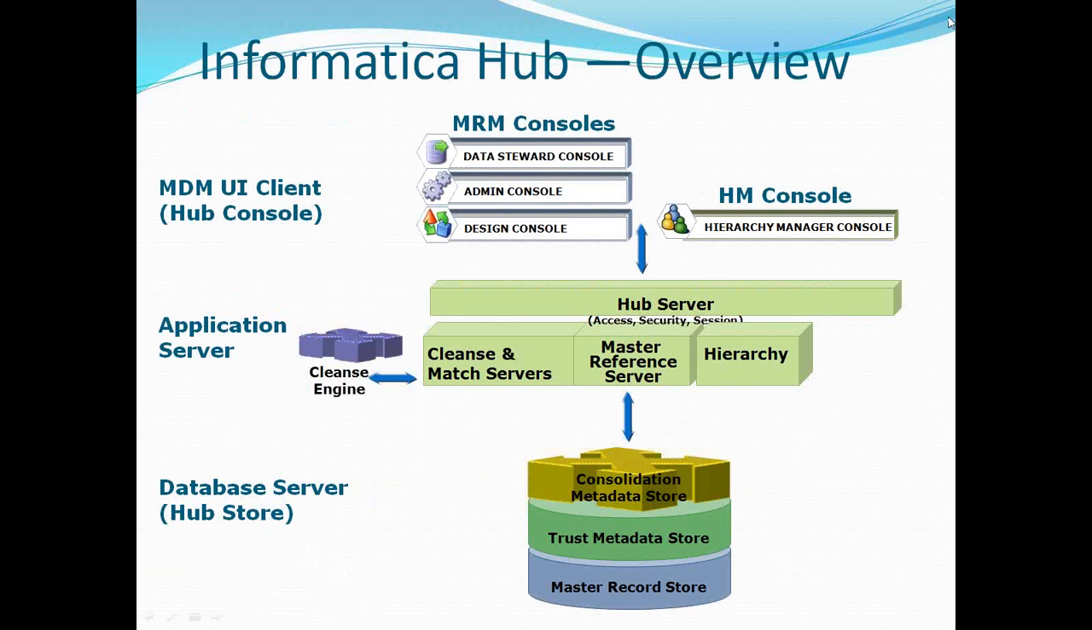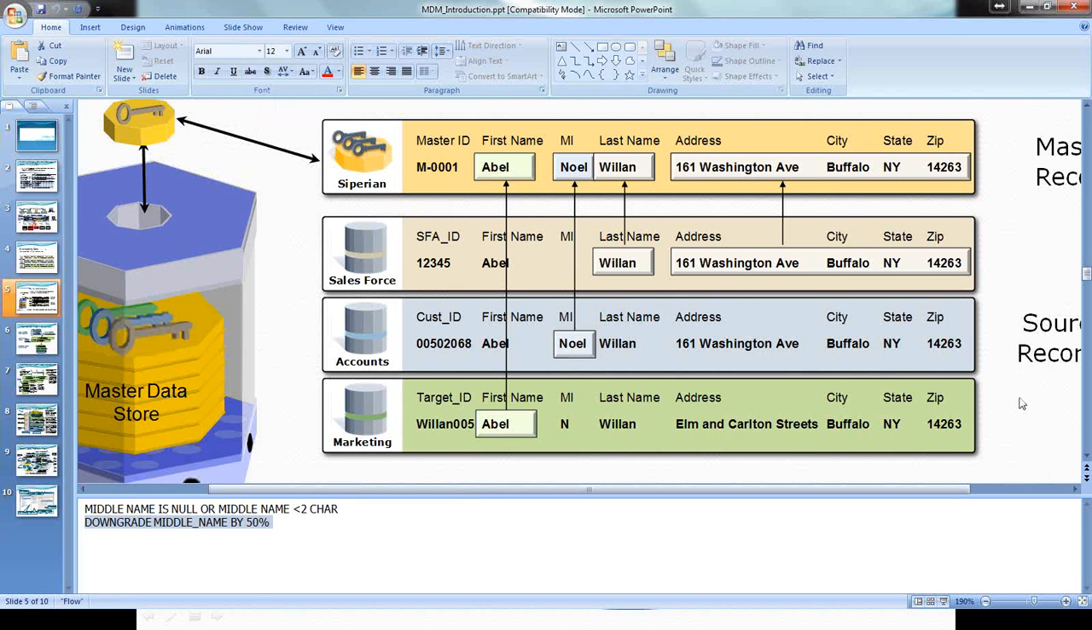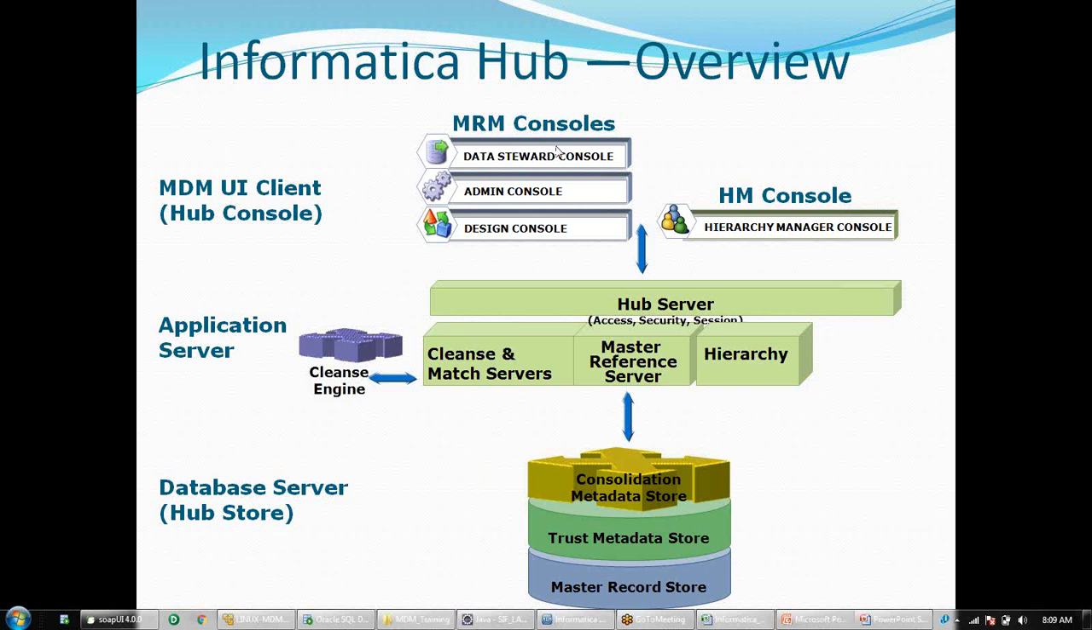So next is the architecture of the MDM. So the architecture is like a 3-tier architecture. On the top we have this UI client that we call a hub server or a hub console, and then we have the application server in the middle, and then we have the database server.